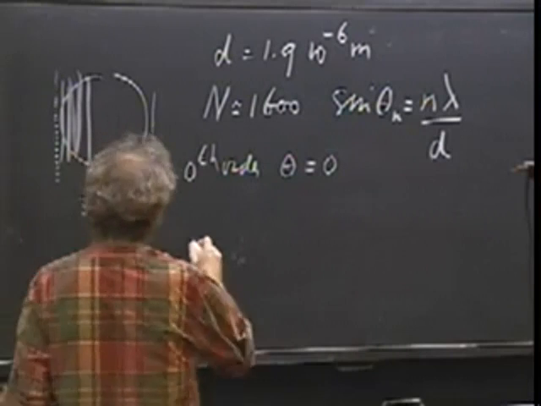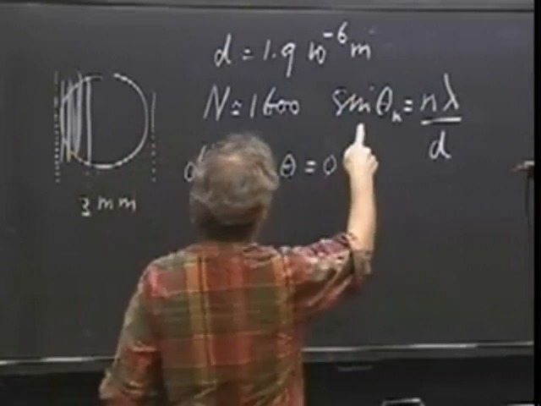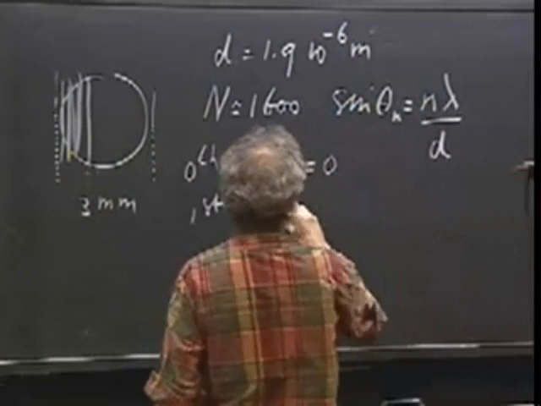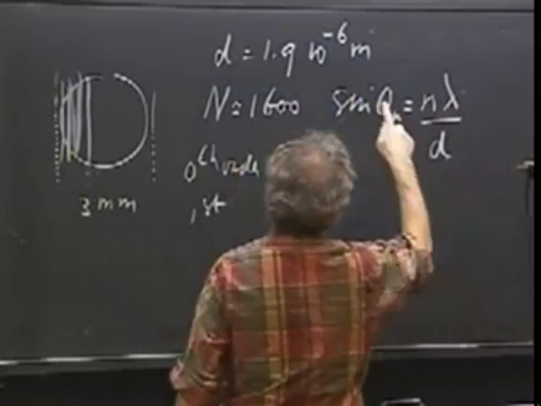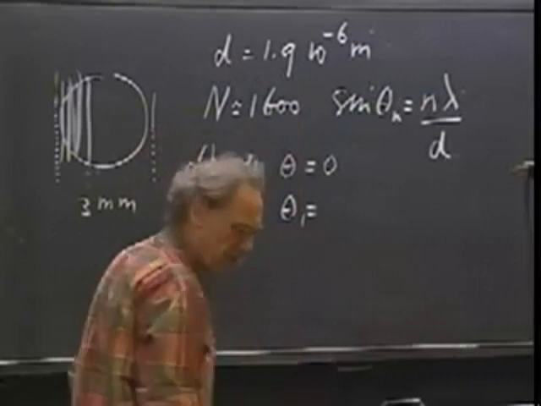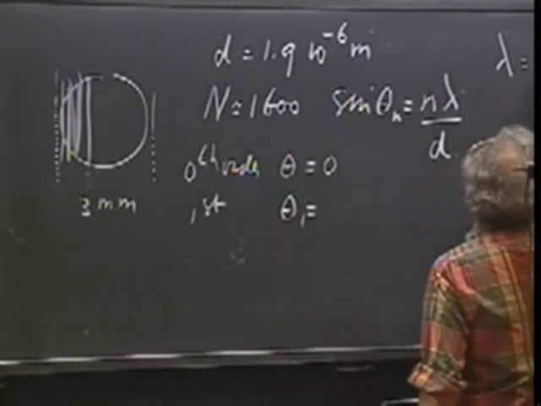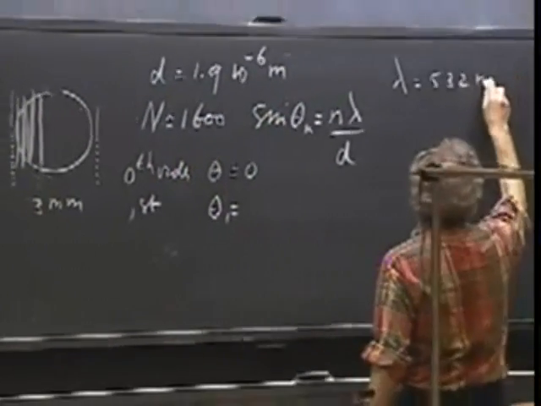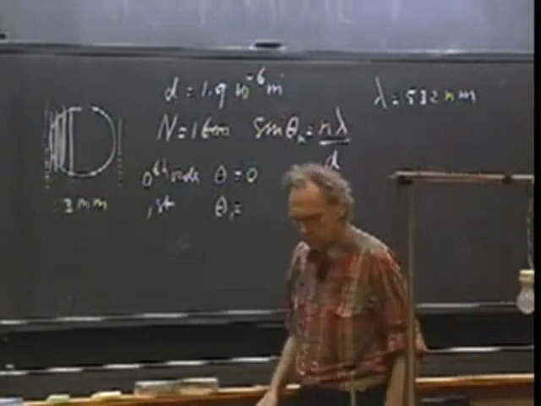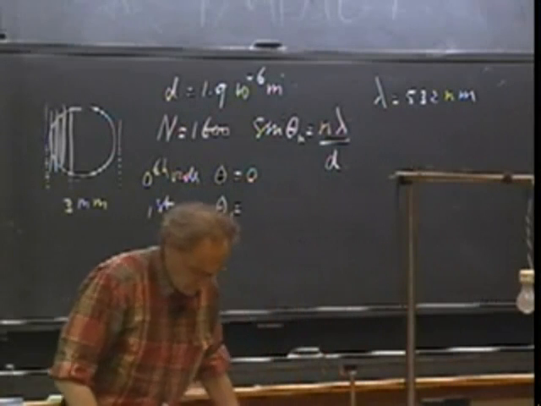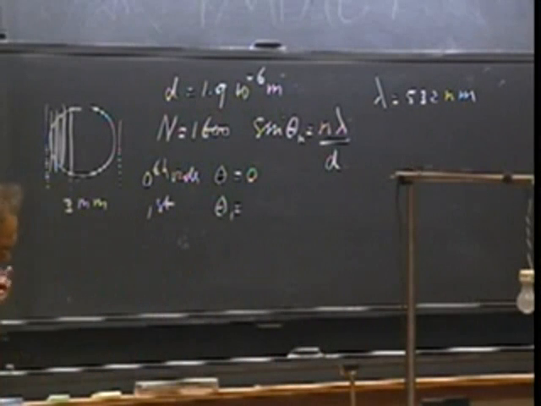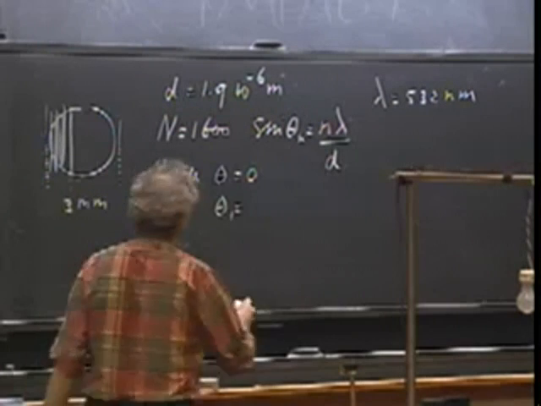Now your first order is when the sine of theta 1 is lambda divided by d, and I can take my lambda, which in the case of my laser, I'll have to tell you, my lambda is 532 nanometers. It's green. And so I can calculate what theta 1 is, and I find 16.3 degrees.